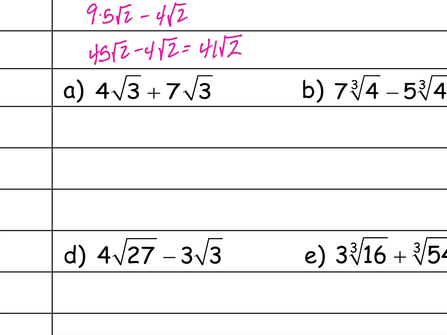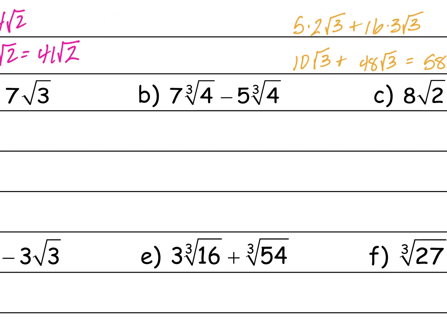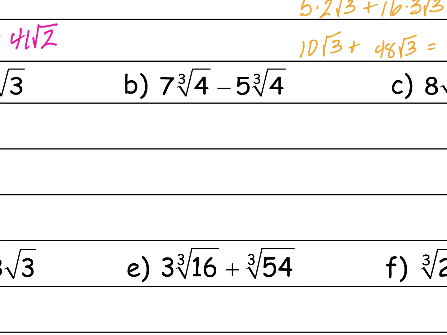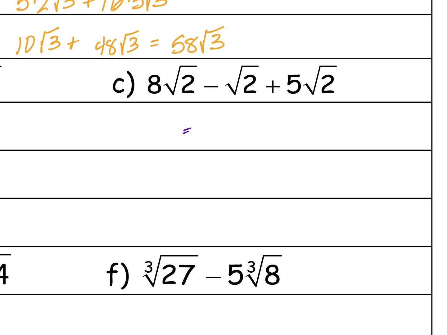Okay, so 4 plus 7 is 11 square root of 3. And then my roots are the same. So I've got 7 minus 5 is 2 cubed root of 4. I guess I should say equals. And then C, they're still all the same. So I've got 8 minus 2 is 7, plus 5 is 12 square root of 2.